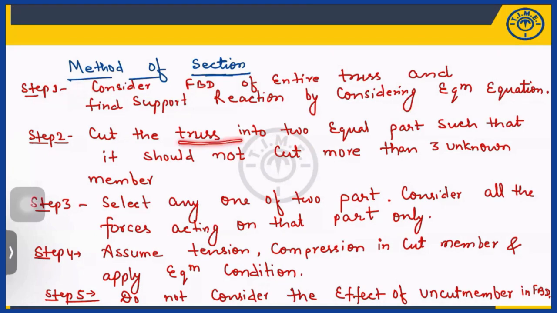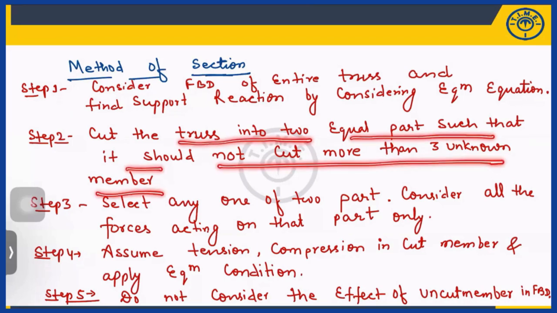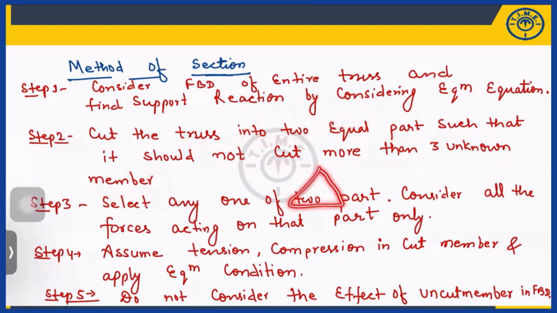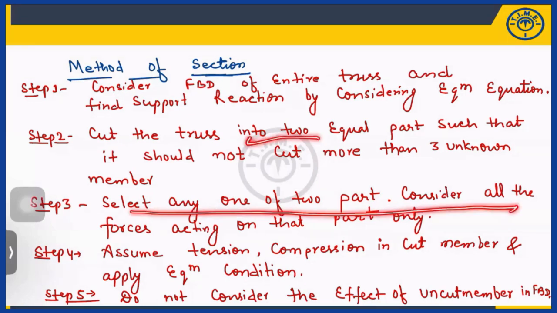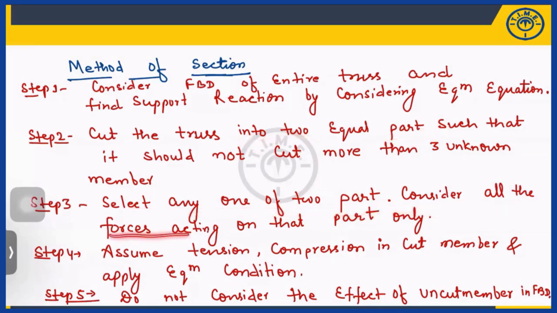Now the next step is to cut the truss into two parts such that it does not cut more than three unknown members. So if this is the truss, you have to cut the truss into two parts in such a way that three members are cut. Then select any one of the two parts. Either you can consider the right hand side or left hand side, considering the forces acting on that part only. If you are considering the right side part, you have to consider the forces on the right. If you are considering the left side, you have to consider the left side forces.